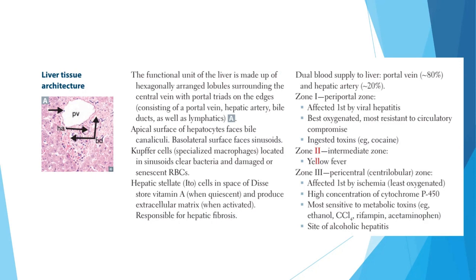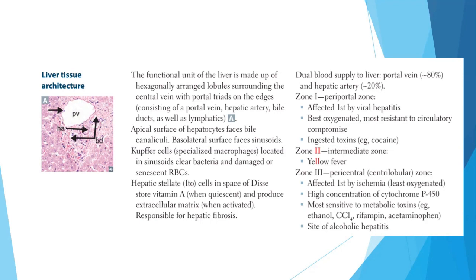The dual blood supply to the liver is through the portal vein and the hepatic artery. The portal vein supplies the major share of the blood, that is 80%, and the hepatic artery 20%. But there are a few zones in the liver. Zone 1 is called the periportal zone, which is affected first by viral hepatitis.